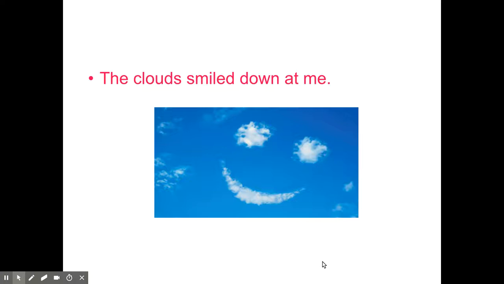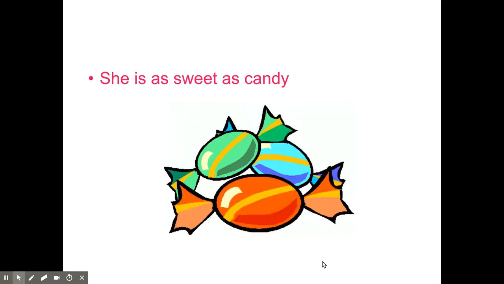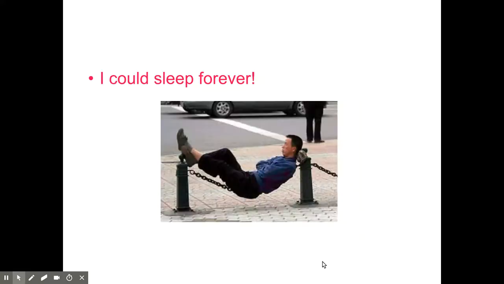The clouds smiled down on me. Again, last time I checked, clouds really can't smile. They can be really pretty. So if clouds are smiling, humans are smiling, people are smiling, it must be personification. Splat, onomatopoeia. She is as sweet as candy. Comparing two things, using like or as, simile. I could sleep forever. No, you can't unless you're dead. That would make it a hyperbole.